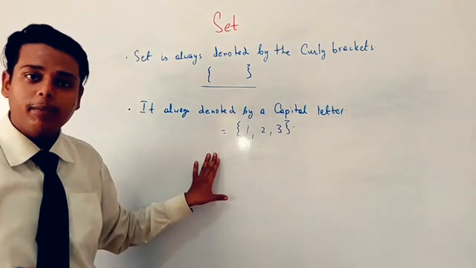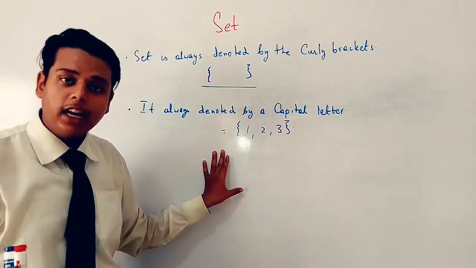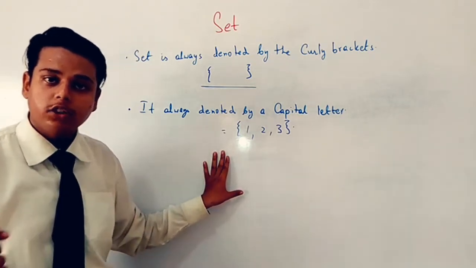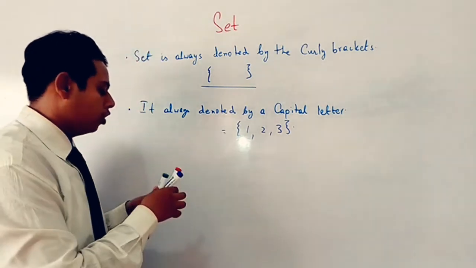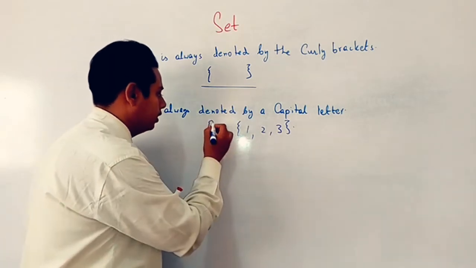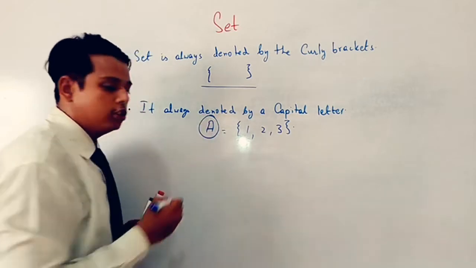It can be any capital letter from A to Z. Fine. It can be A, B, C or any letter from A to Z. So I am just using A over there. Always remember that whenever we are denoting any set, it should be a capital letter.